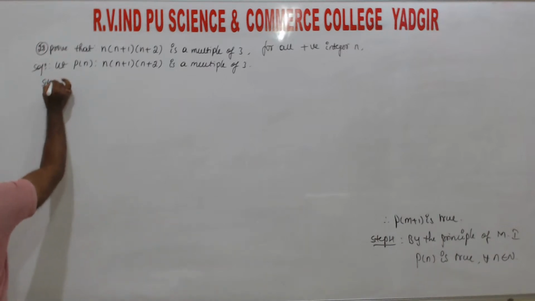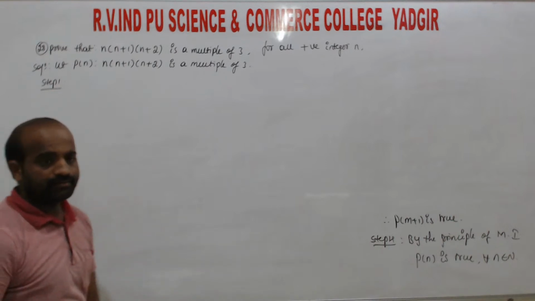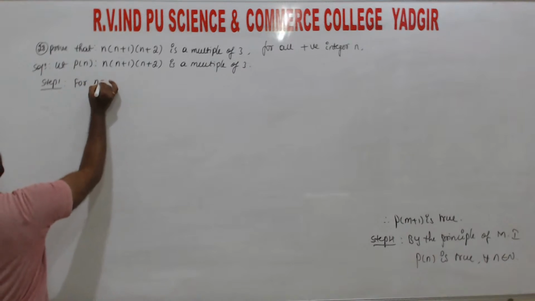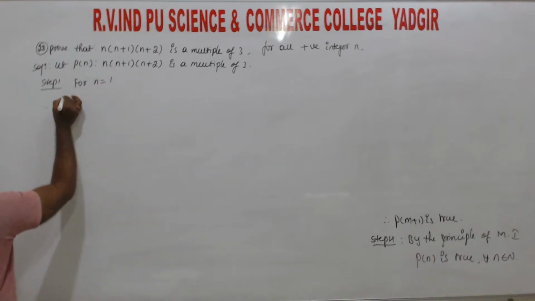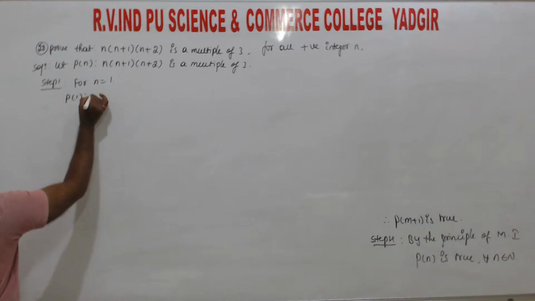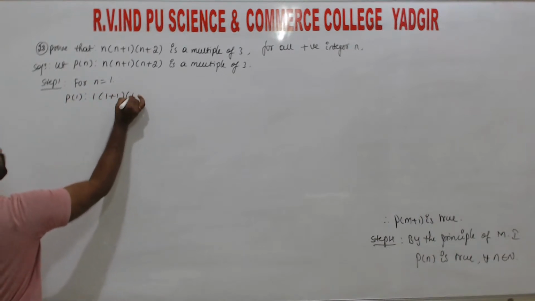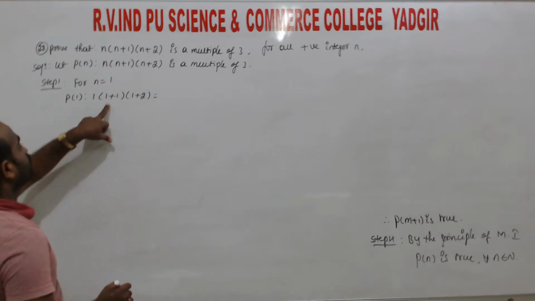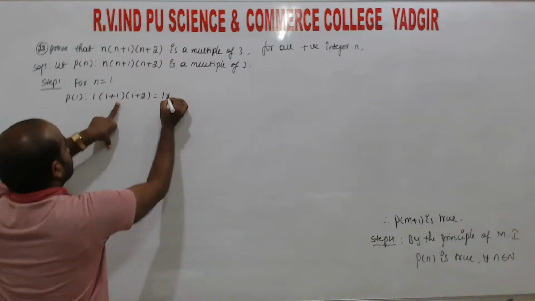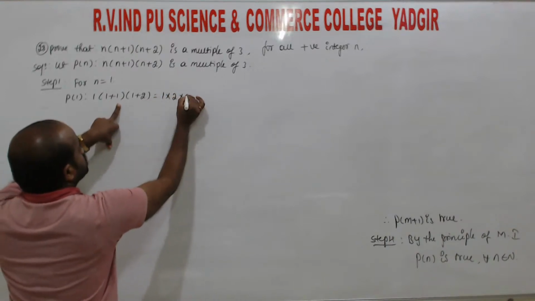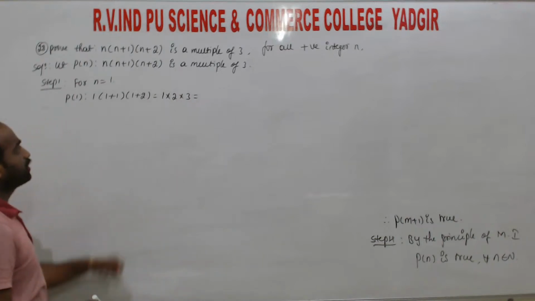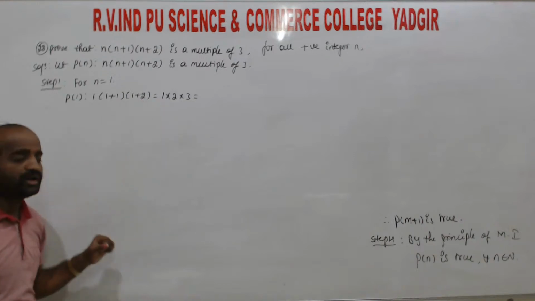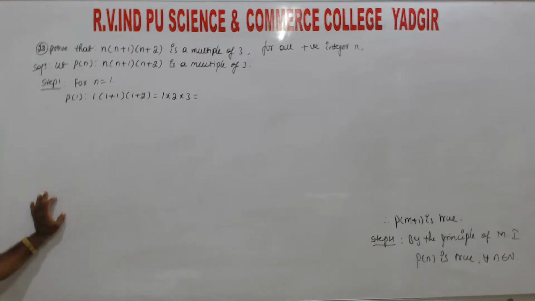Next, step 1, for n equal to 1. P of 1 is 1 into 1 plus 1 into 1 plus 2. 1 plus 1 is 2, 1 plus 2 is 3. 1 into 2 into 3 is 6.